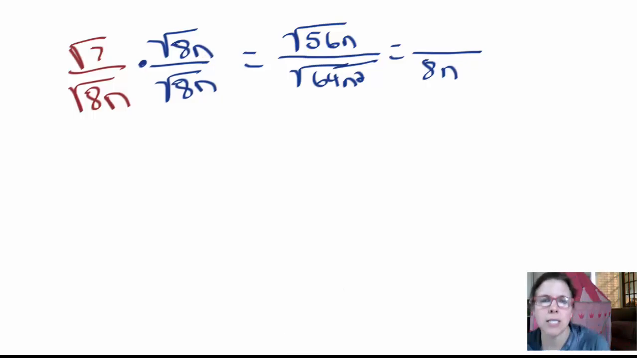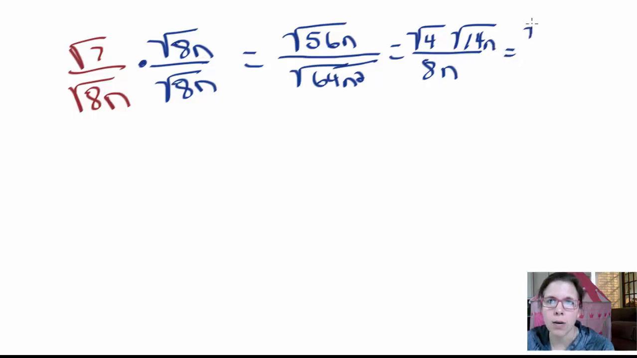So for 56n, we have to figure out what times what equals 56. You might not know this, but you can put it in your calculator. The square root of 4 and the square root of 14 will get us there. And it'd be 14n, or you could put the n with the 4, it doesn't matter. But the 14 is not a perfect square, so leave it with the 14. So this becomes 2 square roots of 14n over 8n.